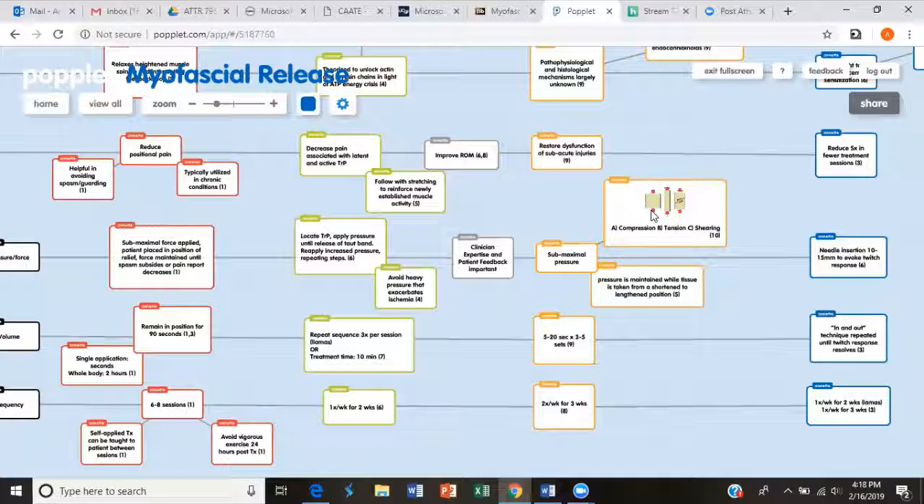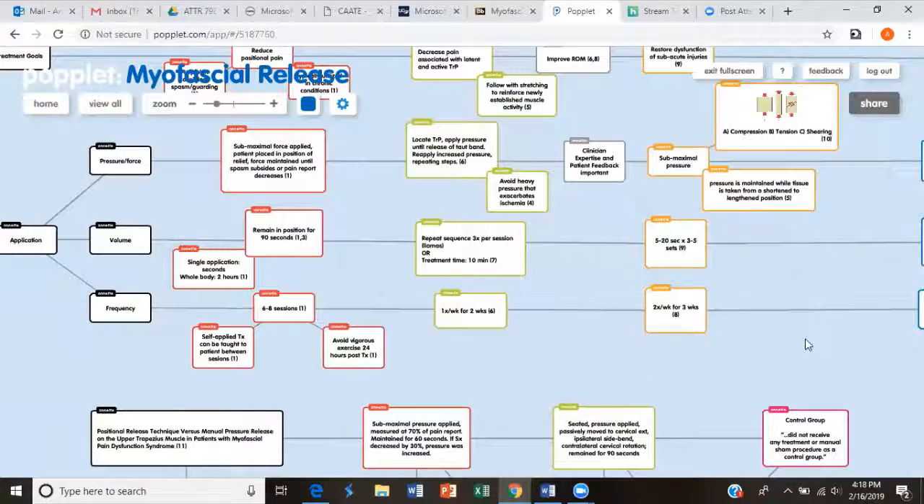If we look at it from mechanical force, we can see the submaximal pressure. We are compressing the tissue with our hands or a tool. Then we are applying tension by bringing the tissue from a shortened to a lengthened position. This application with the compression and tension combined is thought to be the underlying theory of active release. Active release will be applied for 5 to 20 seconds in 3 to 5 sets and can be repeated 2 times a week for 3 weeks with positive results.